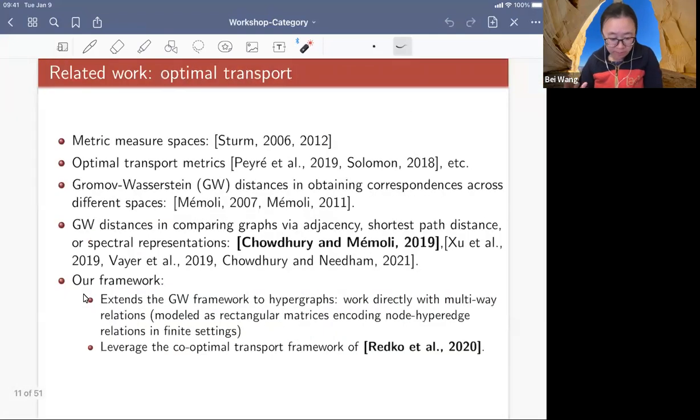There's a huge amount of literature in optimal transport. So here is only a subsample. I can't really do justice in a short talk, but I listed some of the more recent advances in optimal transport: the one on metric measure spaces, the one on optimal transport metrics. The one that is most relevant to us is the work by Samir and Fagundu back in 2019, which looks at Gromov-Wasserstein distances of graphs. And then the one we also rely heavily on is the co-optimal transport work 2 years ago.